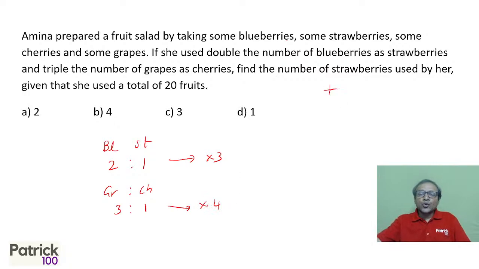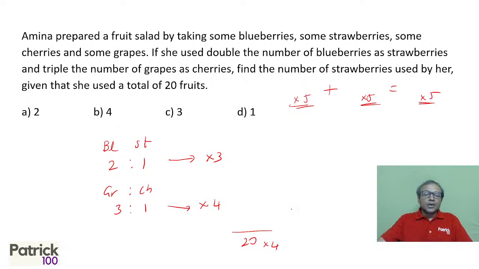Now when you add two things, let's say, I'm just giving an example, one is a multiple of 5, second is a multiple of 5, the answer will be a multiple of 5. Here if you look, the answer is 20. 20 is a multiple of 4, if you look at it.